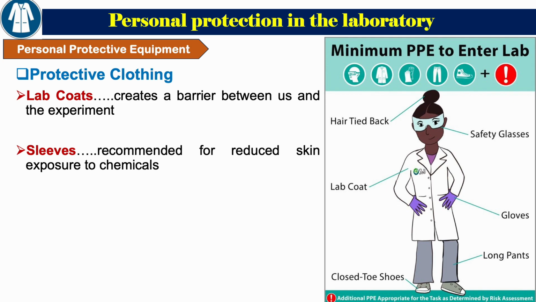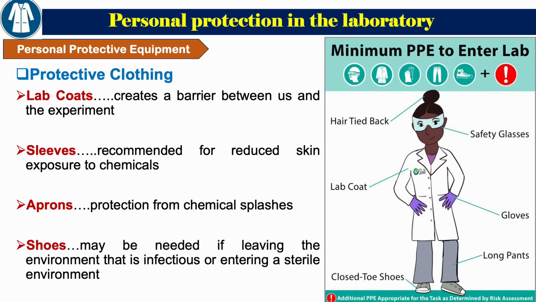These are recommended for reduced skin exposure to chemicals. Next is aprons. They protect from chemical splashes. Next is shoes. They may be needed if leaving an environment that is infectious or entering a sterile environment. For better understanding, please see the photograph. While working in a laboratory, those who have long hair have to tie it back. Don't forget to wear safety glasses, lab coat, gloves, long pants, and closed-toe shoes.